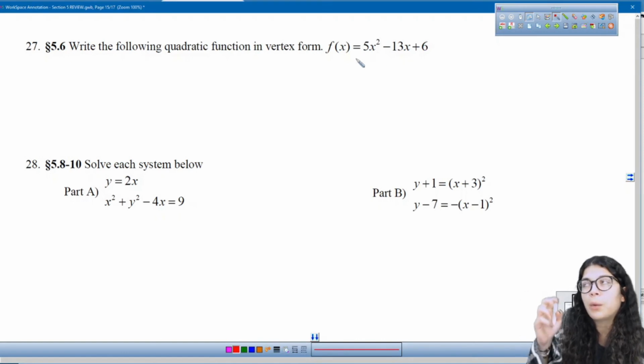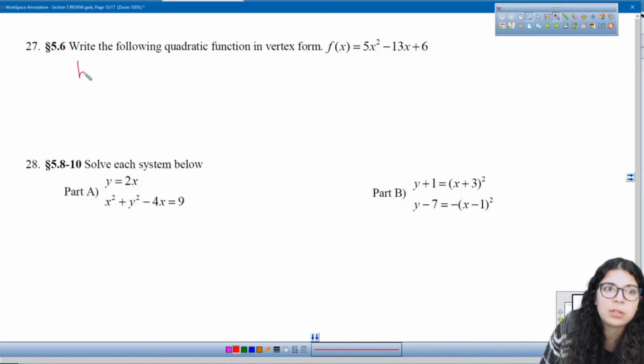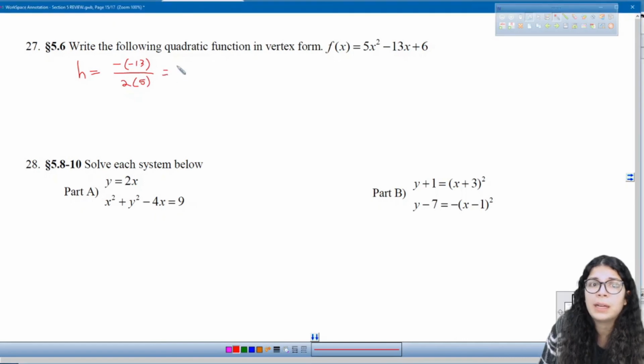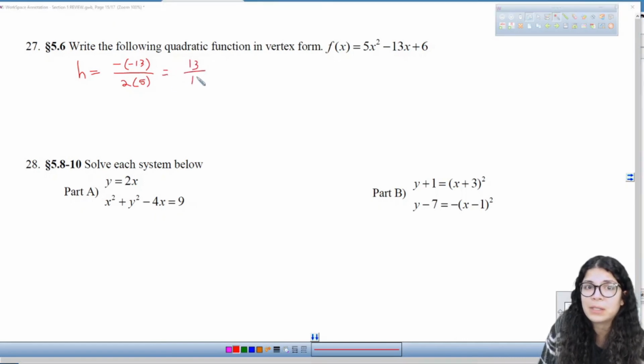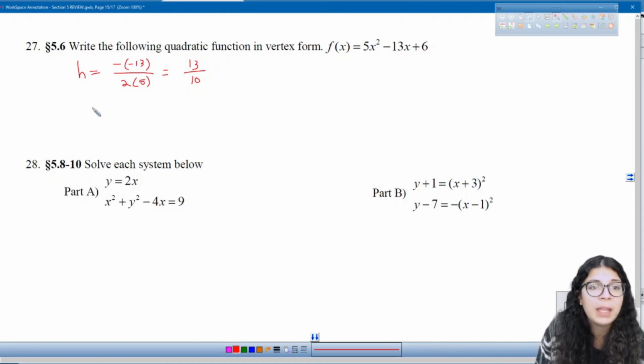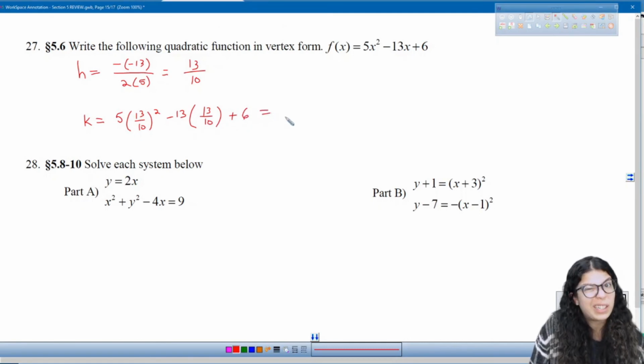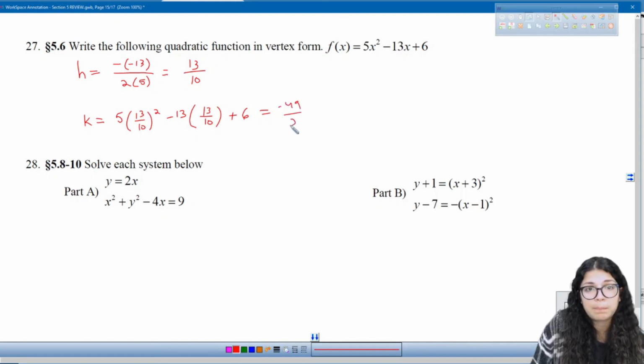The trick way to do it, which is not really a trick, is just finding the h value by using the formula negative b over 2 times a. So negative negative 13 is positive 13, 2 times 5 is 10, so h is 13 over 10. And then you can plug that in to find k. So 5 times 13 over 10 squared minus 13 times 13 over 10 plus 6. And then simplify, and you can use your calculator to save time on that. If you simplify the whole thing, we end up with negative 49 over 20.